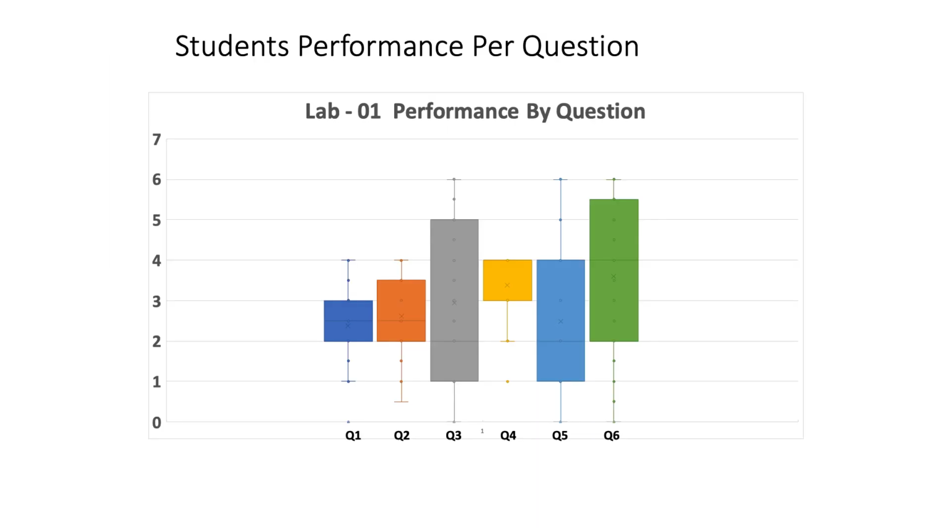If you want to see the performance by question for lab 1 and lab 2, these are the distributions we had, question 1 up to question 6. This is the highest point and the lowest point. And you see these boxes, we call this plot a box plot. The line in the middle shows the average of the grades for each question. The average grade for question 1 was around 2.5. Question 2 was around 2.5. Question 3 was 2. Question 4 was around 3. 5 was 2. And 6 was 4. Okay? That's for lab 1.